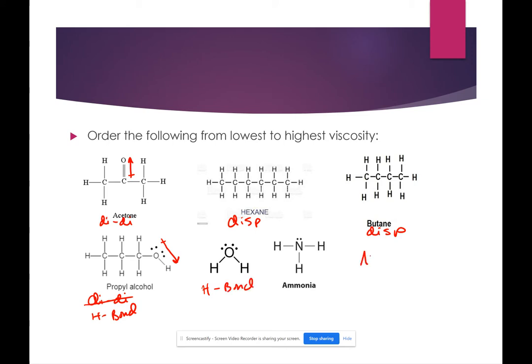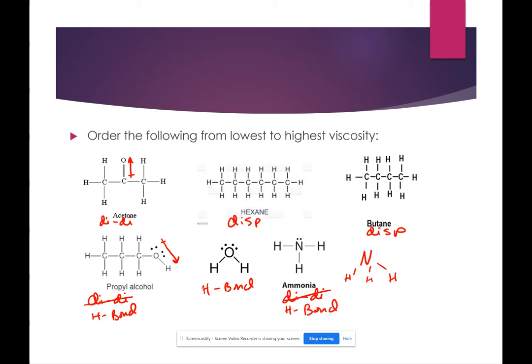And ammonia, of course, remember, is trigonal pyramidal. That's its shape, so it is polar. So dipole-dipole. Check if it hydrogen bonds. Oh, yeah, hydrogen bonded to nitrogen. So that's a hydrogen bond.